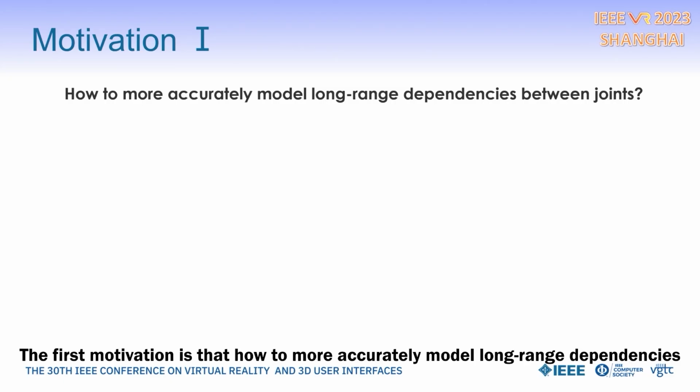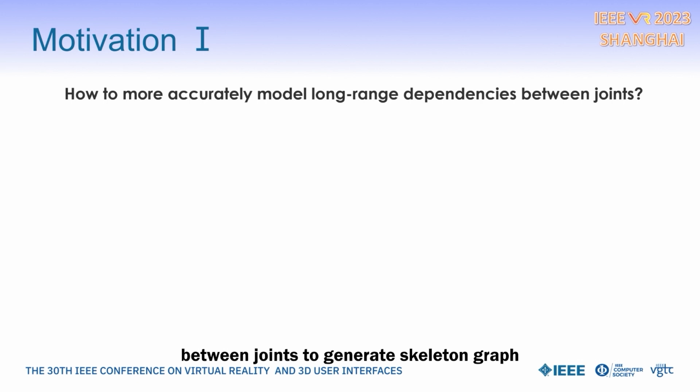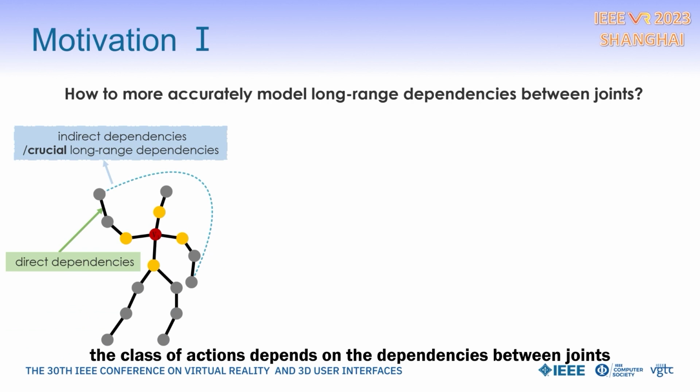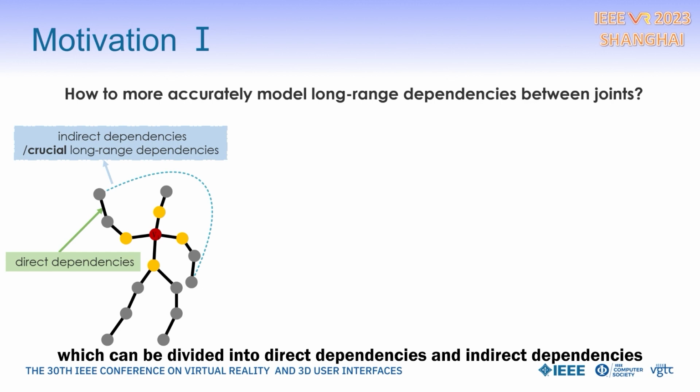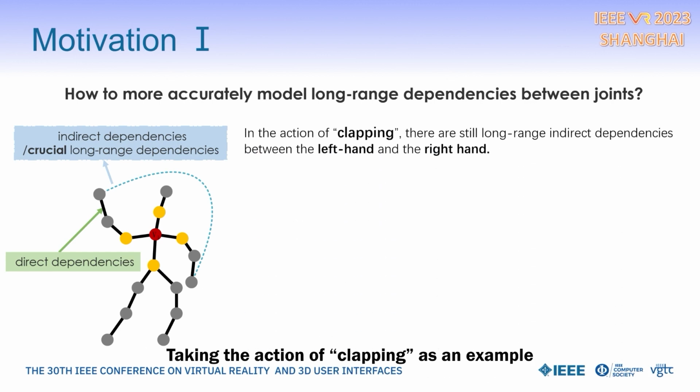The first motivation is how to more accurately model long-range dependencies between joints to generate skeleton graph embeddings with polynomial higher-order approximations. The class of actions depends on the dependencies between joints, which can be divided into direct dependencies and indirect dependencies. Taking the action of clapping as an example, the direct dependency is the natural connection of joints, such as the right hand and wrist. There are still crucial long-range indirect dependencies between the left hand and the right hand.